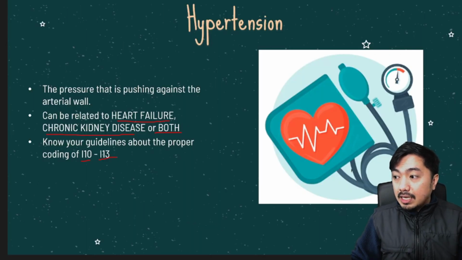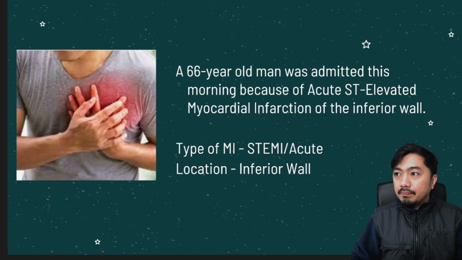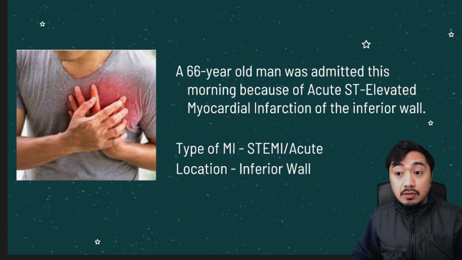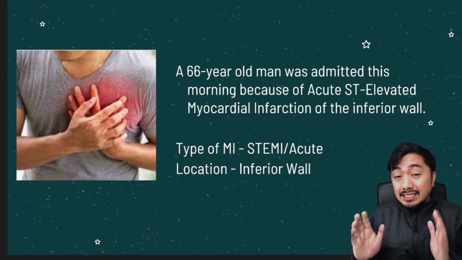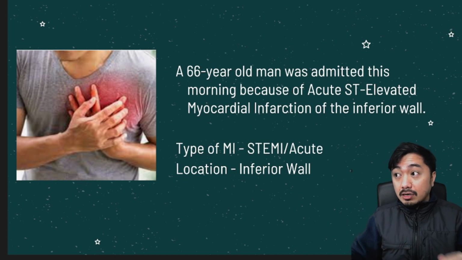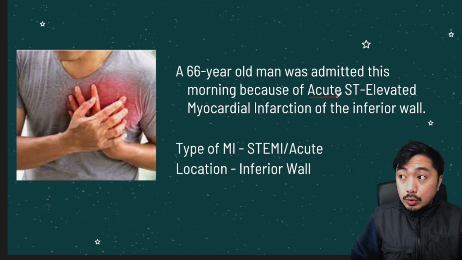Next, let's have an example. A 66-year-old man was admitted this morning because of acute ST-elevated myocardial infarction of the inferior wall. As I have told you earlier, guys, check the type of MI in the scenario. So it's mentioned here, it's acute and it's ST-elevated. So what you need to do is go to your type, which is mentioned as acute and STEMI, okay?